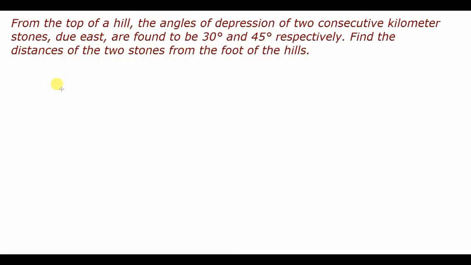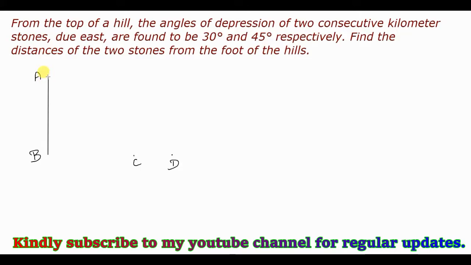Let me draw the hill first and mark it as A and B. Then, from the top of the hill, the angles of depression of two consecutive stones are given. So, we will mark the stones as C and D. Connect the stones with the top of the hill, because the angle of depression from the top is given.